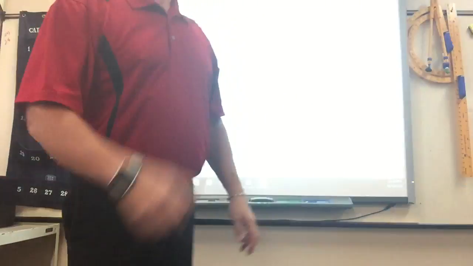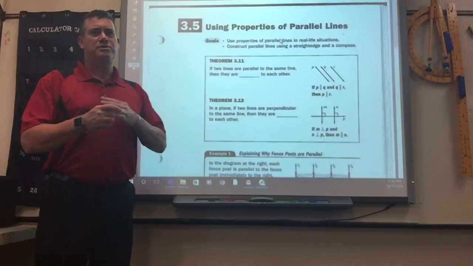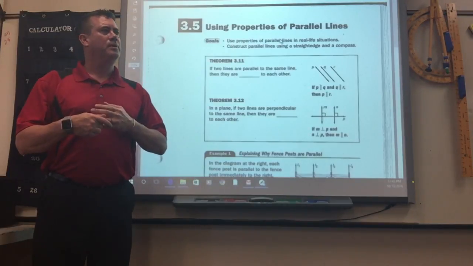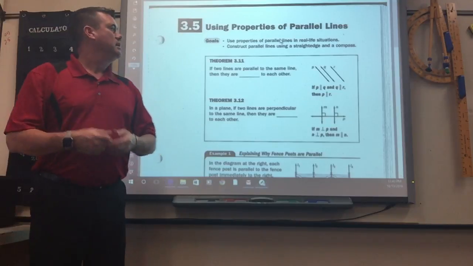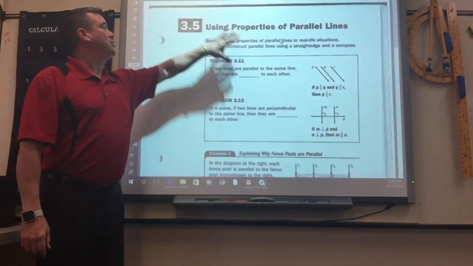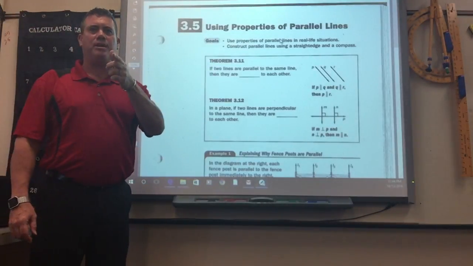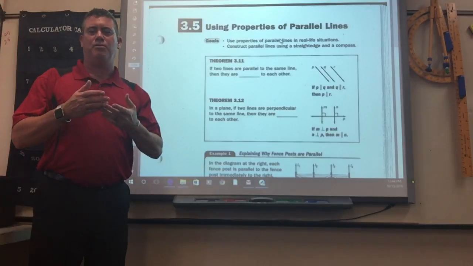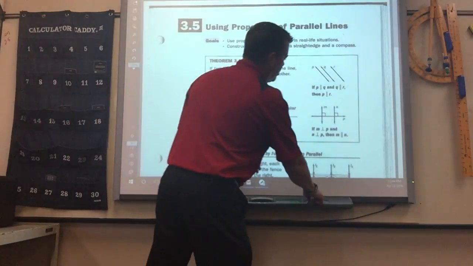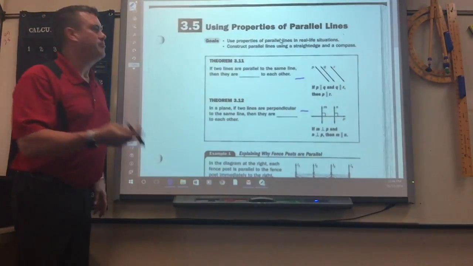The last section we're going to do, and then we're going to have a test, because 3.6 and 3.7 are actually like writing lines and stuff, slopes. So, I've already shown you this. 3.5 is just like 3.3, where you're going to have a picture and you have to say whether or not they're parallel, and then you have to give the reason why. It's just now they're going to add on those two reasons that I showed you before.